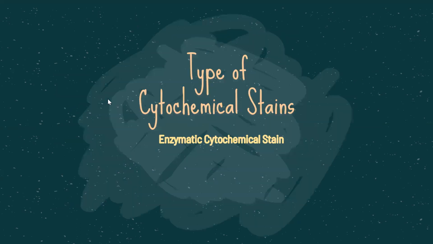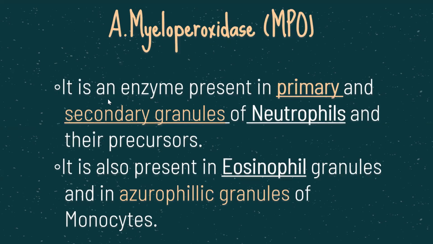Okay, so types of cytochemical stains. Okay, so first we have myeloperoxidase. Okay, so myeloperoxidase, so this is an enzyme present in primary and secondary granules of neutrophils and their precursors. Sabihin yung mga immature cells as well na may primary and secondary granules. Okay, merong myeloperoxidase. Okay, also present in eosinophil granules and in azurophilic granules of monocytes.